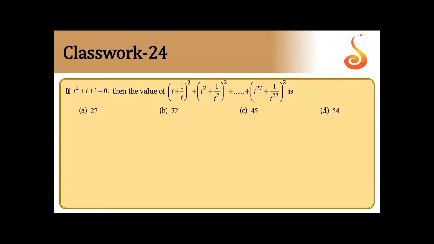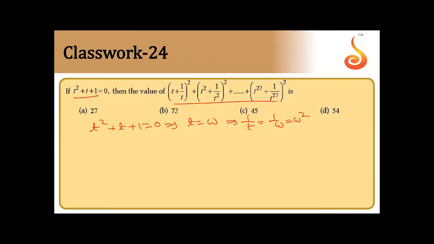Next question. If t square plus t plus 1 equals 0, then find the value of t plus 1 by t whole square, t square plus 1 by t square whole square, and t power 27 plus 1 by t power 27 whole square. This model we did in class. Once again we will do it. So t square plus t plus 1 equals 0. That means t equals omega. 1 by t equals 1 by omega, that is omega square.